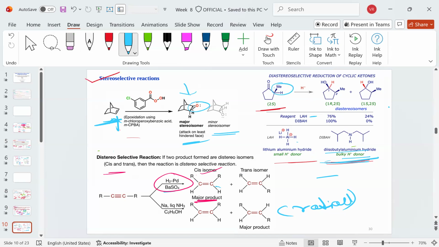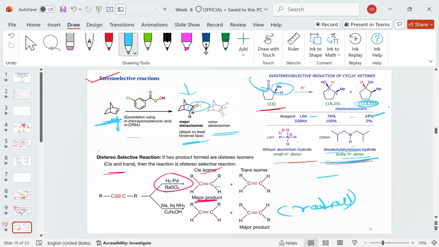Due to the bulkiness of the methyl group present on the adjacent carbon atom, the attack of the hydride on the top side, the side on which the methyl group is attached, is hindered or somewhat sterically hindered, and therefore we get the minor product, which is 24%.